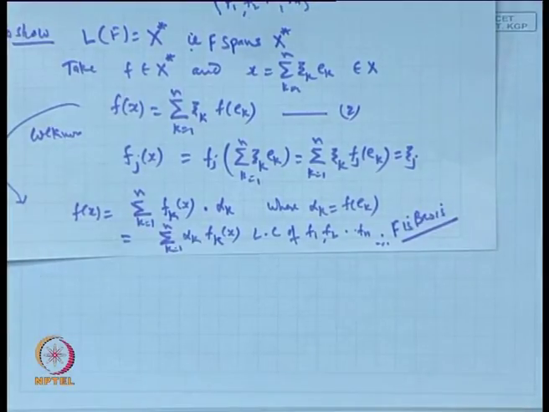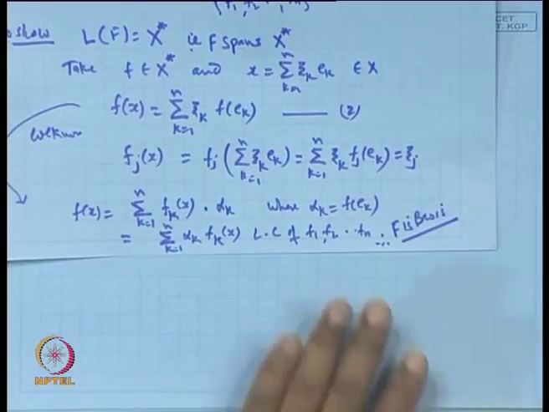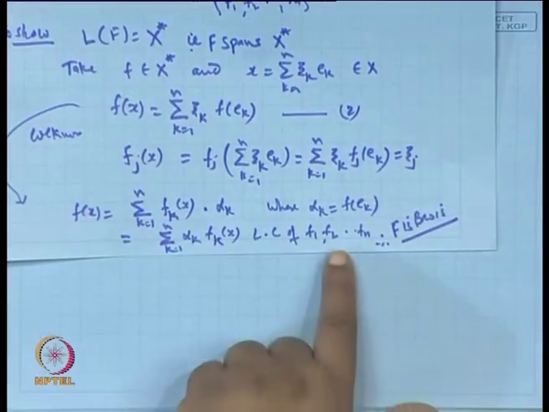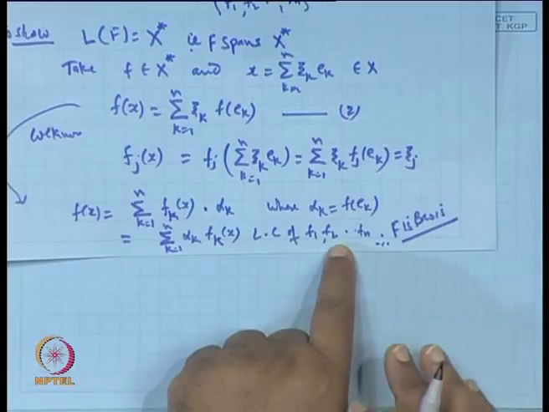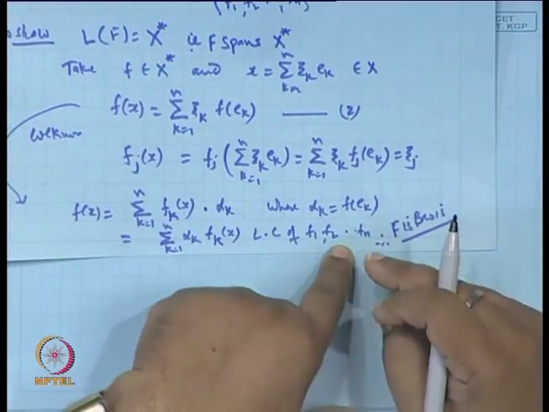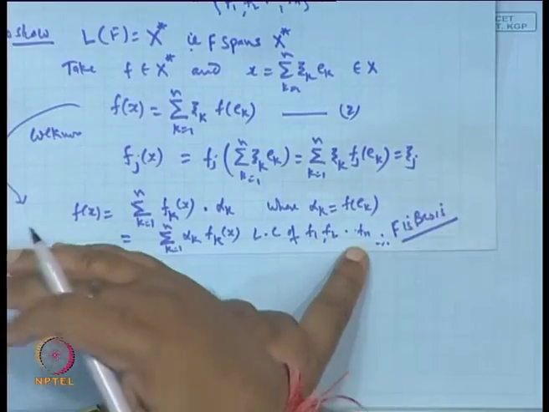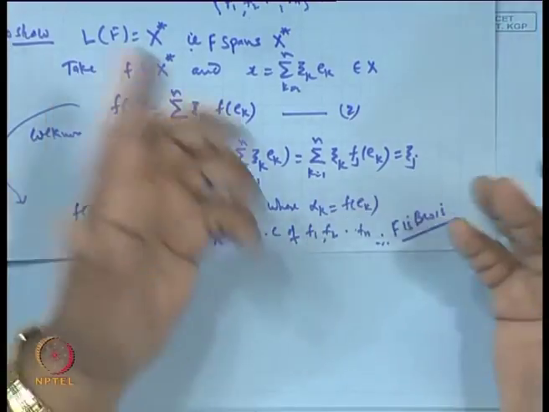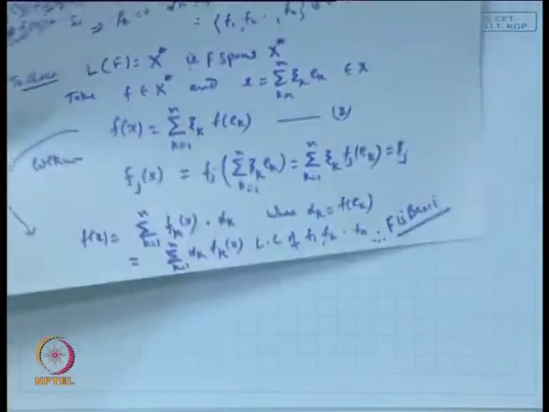Is it clear? So, now this result, not only this, once it is a basis, any element f can be expressed as a linear combination of f 1, f 2, f n, and these are the bases. So, the dimension of this will be n, only n terms. So, x star and x will have identical dimension. Clear? So, that proves this. I think it is okay.